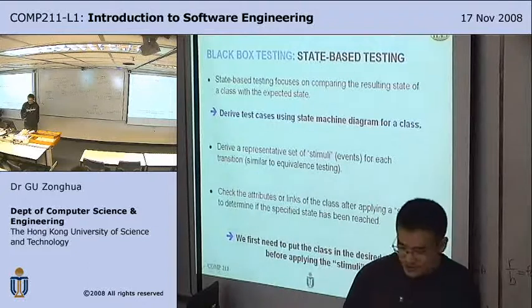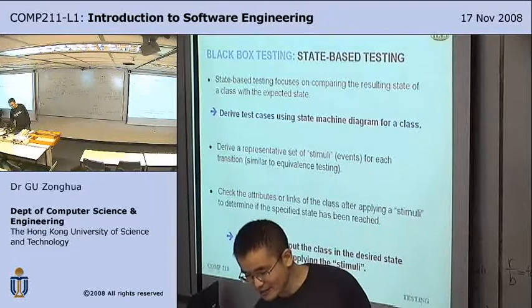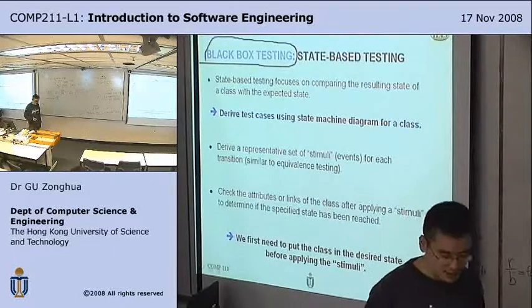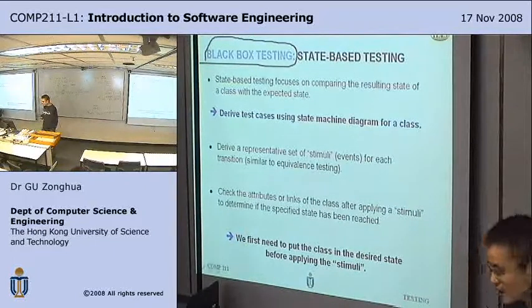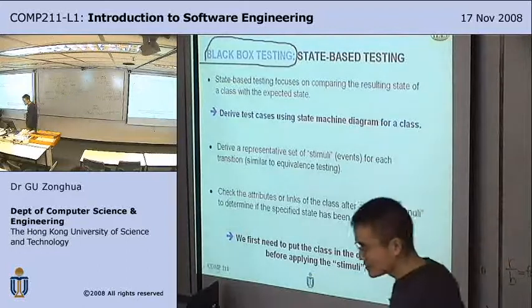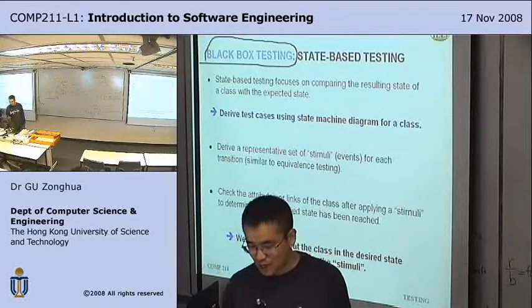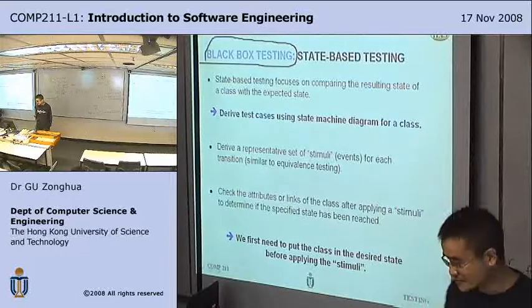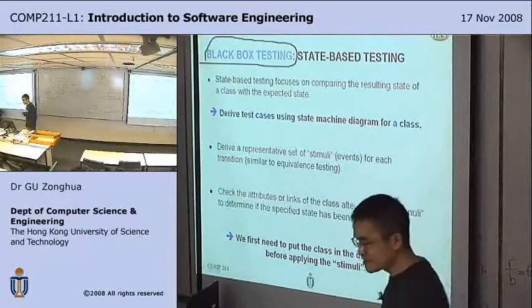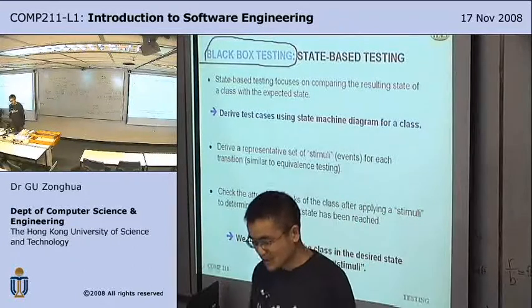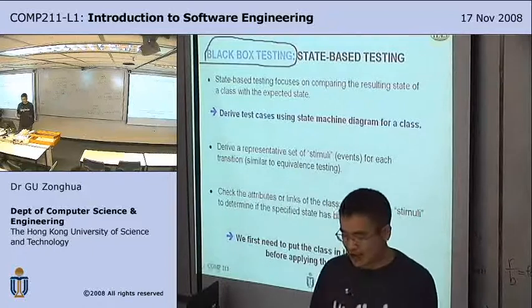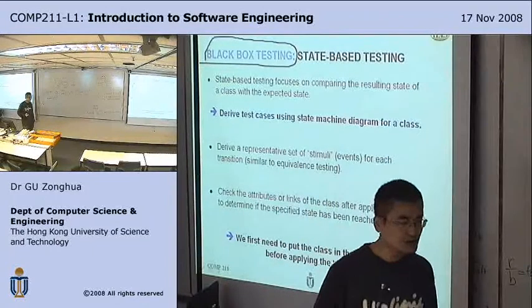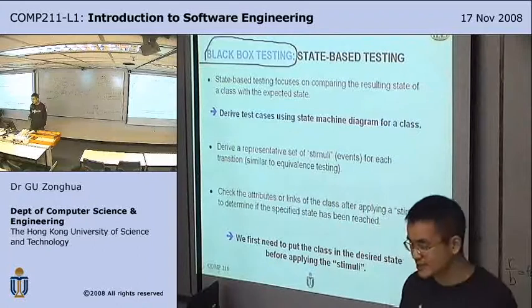This is maybe a little confusing, that it's black box testing, but it requires knowledge of the system state machine. But it does not require knowledge of the source code. So the state machine could be part of the class documentation, and you can use it to derive your test cases. But you don't have access to the source code to do the control flow testing.